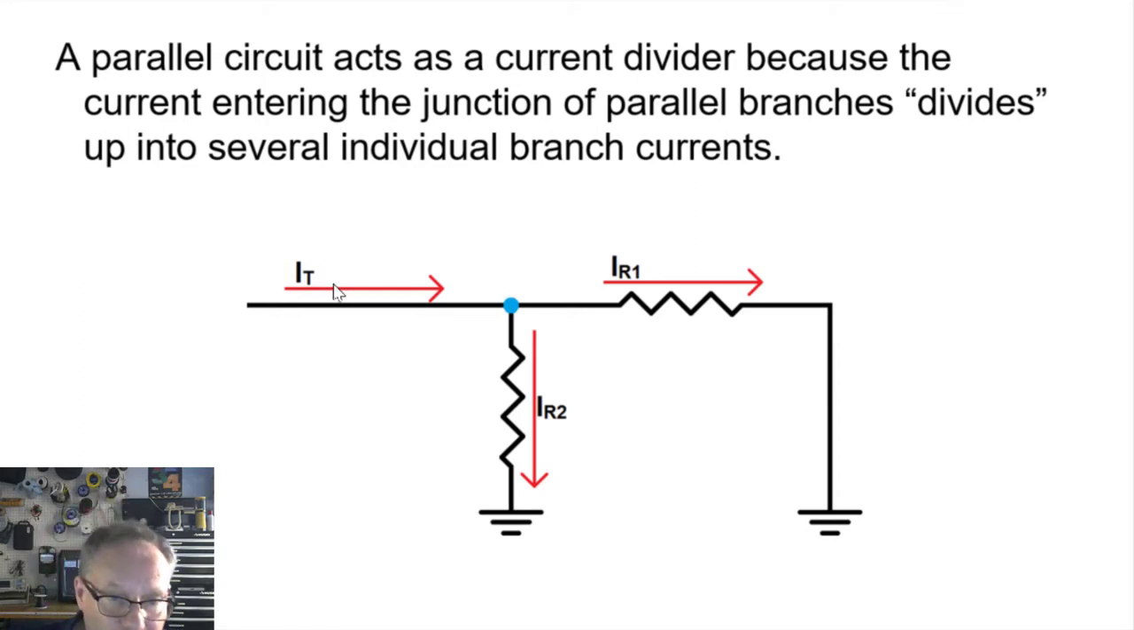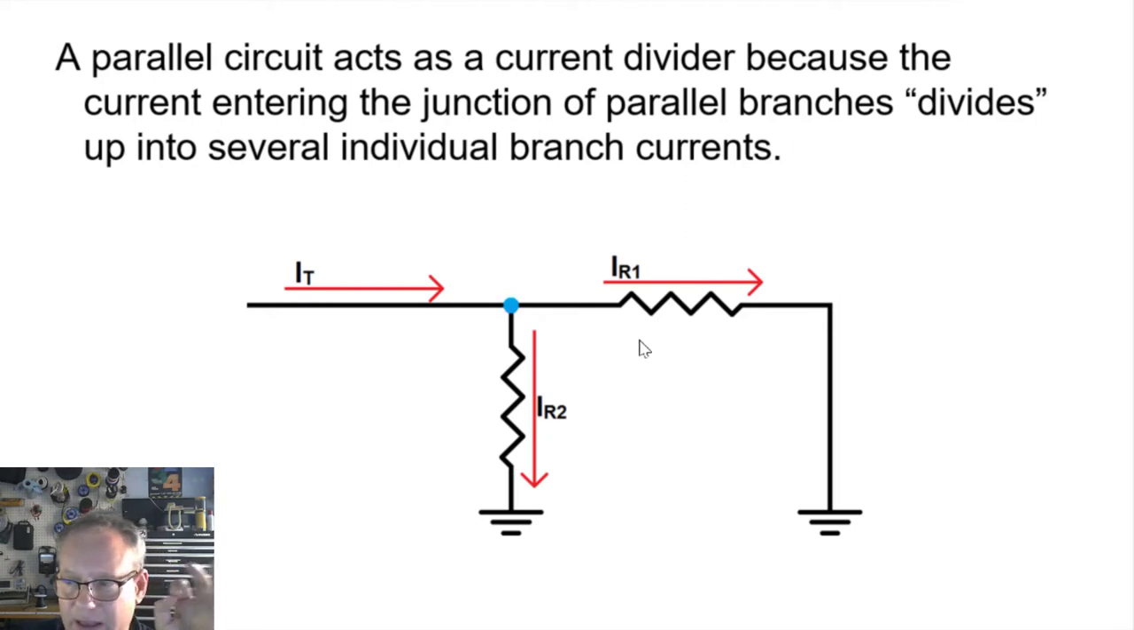So the total current is coming in here. It's being divided up amongst these two at this node. Okay, cool. So we don't know if they're dividing them equally or unequally. All we know is that those two are dividing up the current. So how do they divide them up?